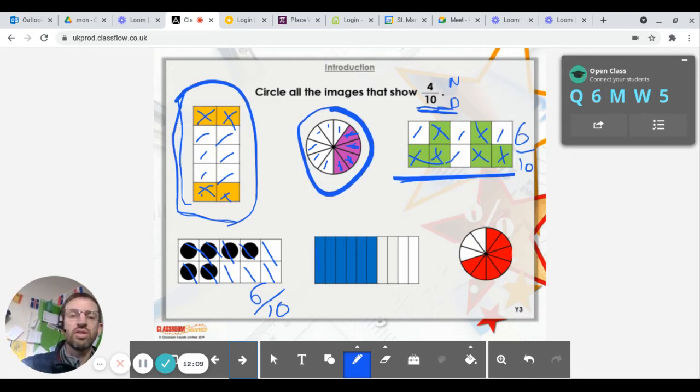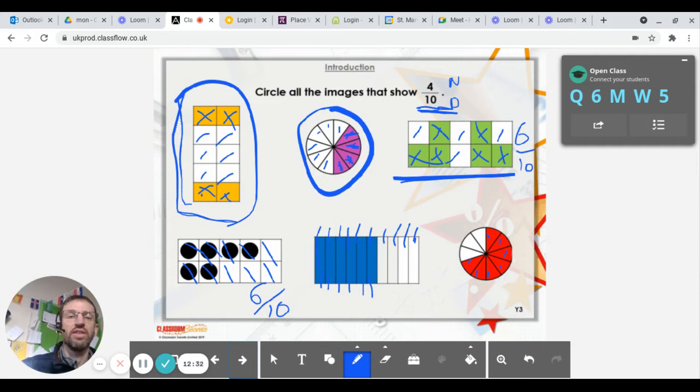Let's do this off the top so we can see it. 1, 2, 3, 4, 5, 6, 7, 8, 9, 10. We've got tenths. Are 4 of them coloured in? 1, 2, 3, 4, 5, 6. No, that's 6/10 as well. That doesn't work. I can see this one. 1, 2, 3, 4, 5, 6, 7. Yeah, there's 7 coloured in there, so that's not going to be 4/10.